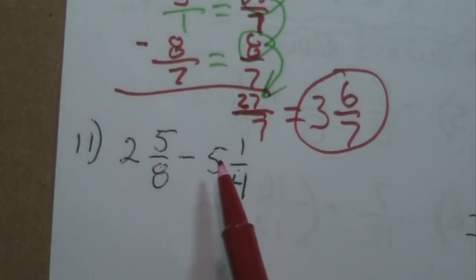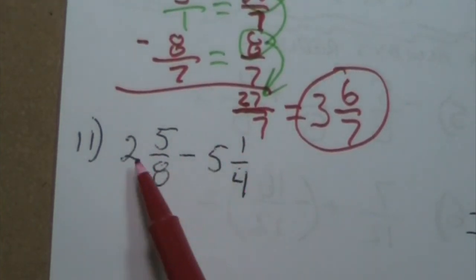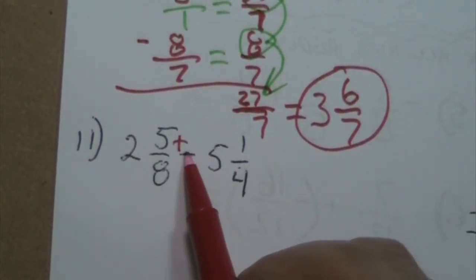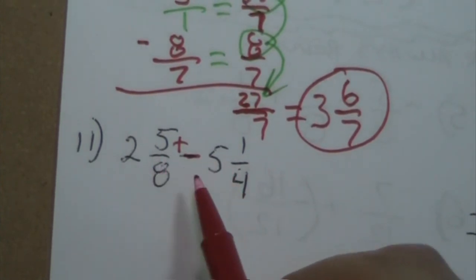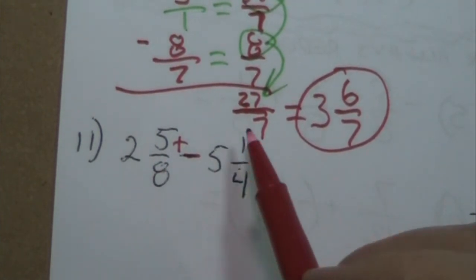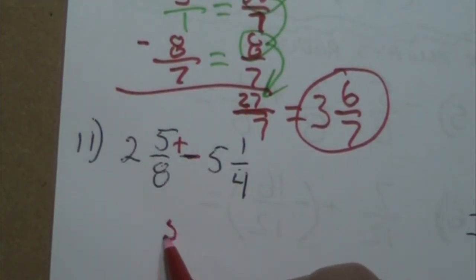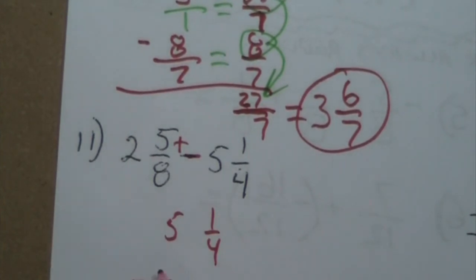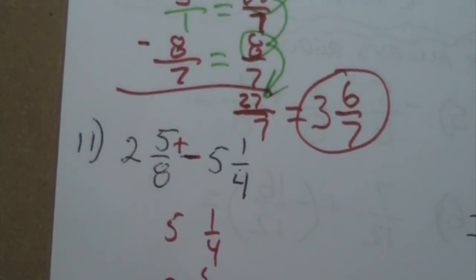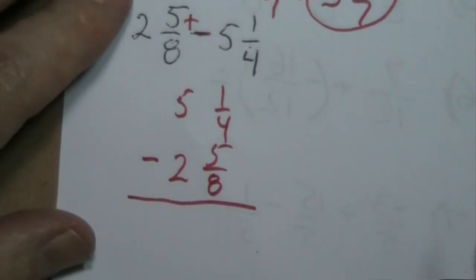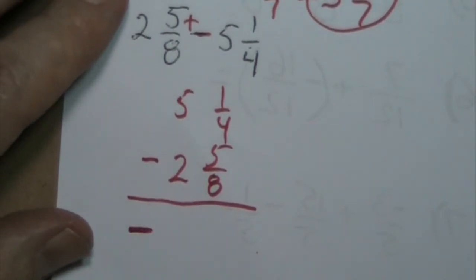Now, if you notice, there's more negative than there is positive. Okay, because minus means the same thing as adding a negative. Okay, so that's a negative. I know my answer is negative. I don't know how much. So I will subtract this to figure out how much negative. So I will do 5 1/4, and I'm going to subtract 2 5/8. But I know my answer is negative. All right, so my answer is going to be negative.